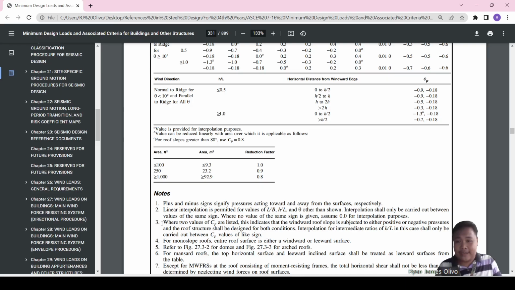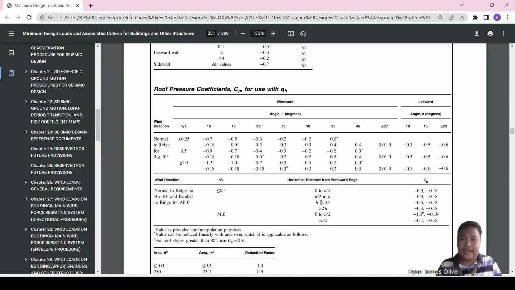So this is what I'm talking about, number 3. Where two values of CP are listed, this indicates that the windward roof slope is subjected to either positive or negative pressures and shall be designed for both. So interpolation is important. So practice doing interpolation, guys.